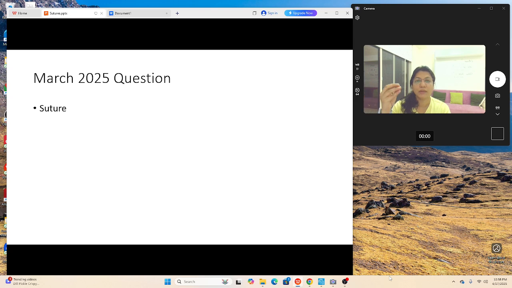Now suture is something that you will have to memorize. It's not some logic question. The material is what the material is. You should know which conditions to use what type of material, so you will have to make notes about it.